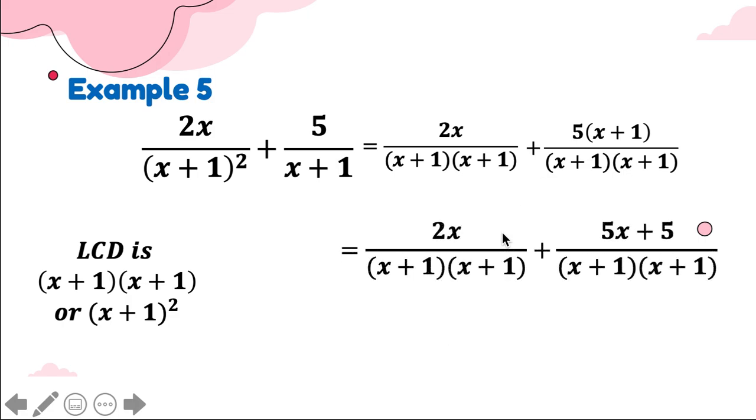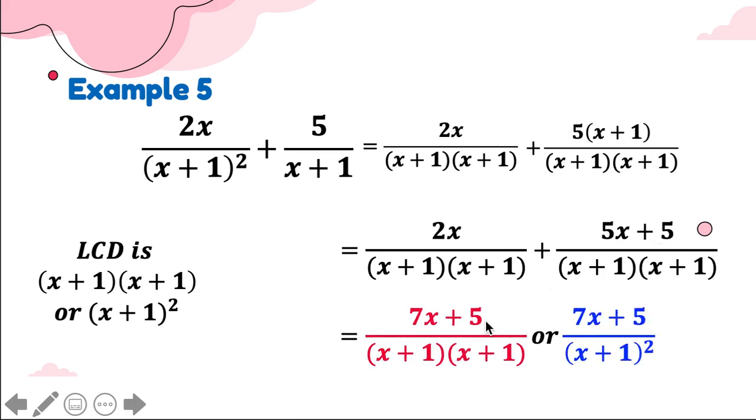And then simplify, use distributive method. So 5 times x will have 5x, plus 5 times 1 we have 5. And then combine similar terms. 2x plus 5x will have 7x, plus 5 over the same denominator. Or again, you can still simplify this by rewriting it as 7x plus 5 over the quantity of x plus 1 squared. But I'll repeat, this can be your final answer.